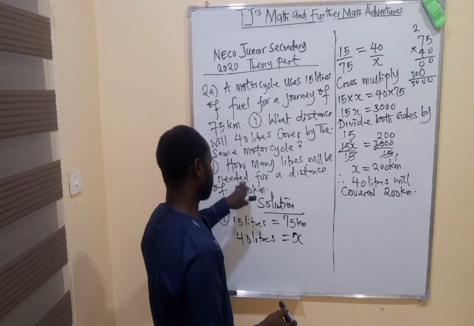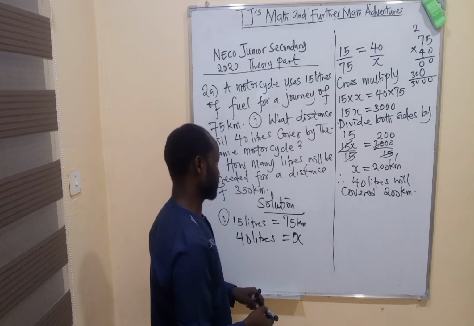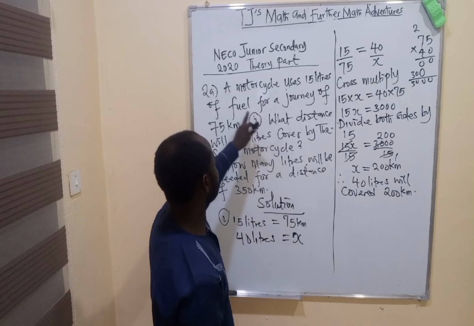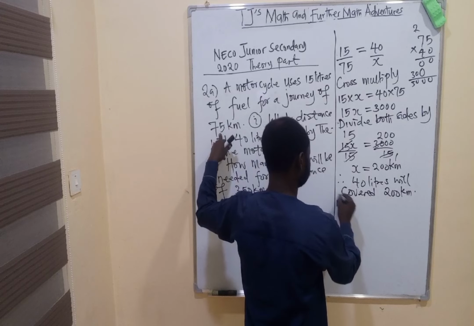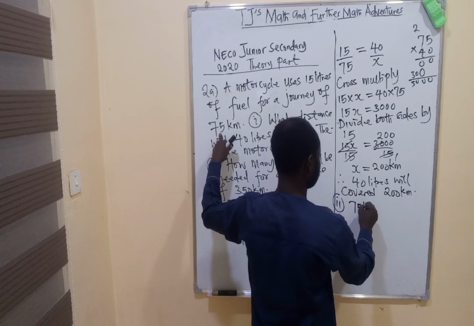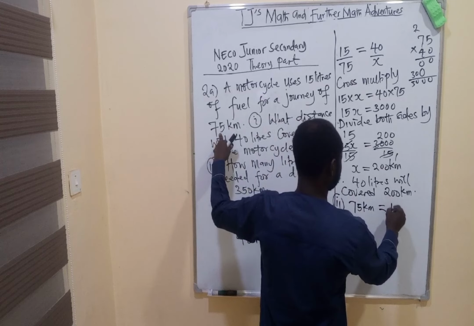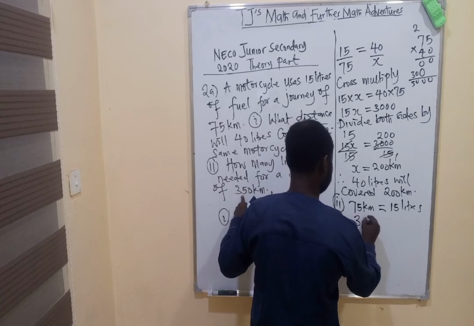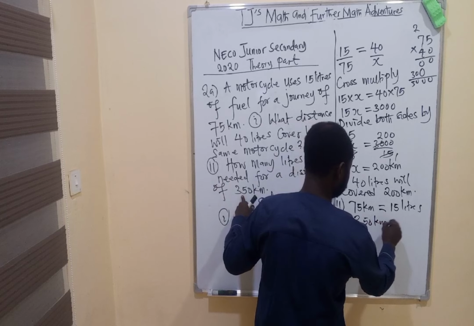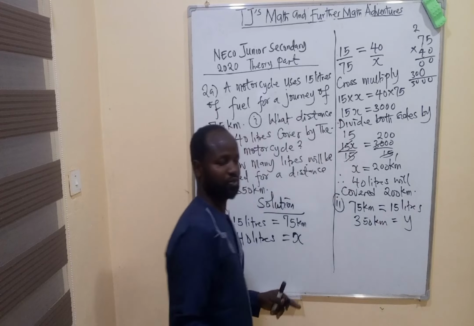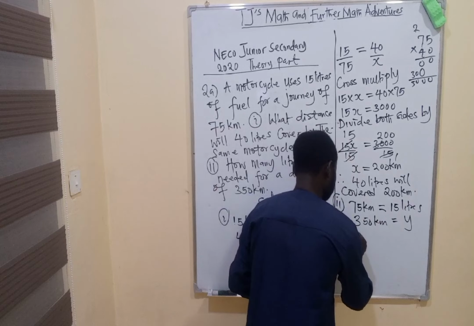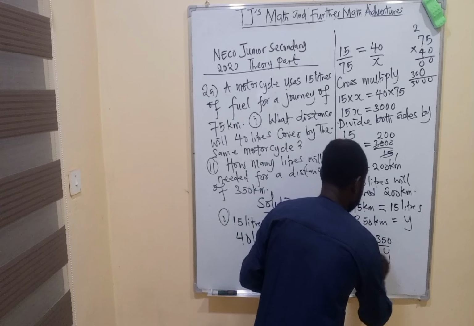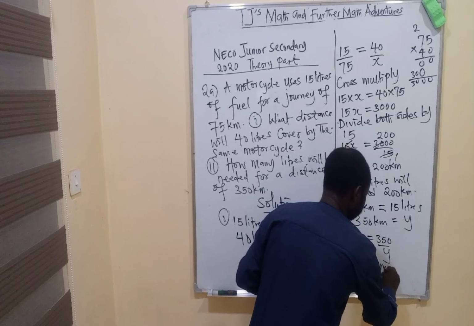How many liters will be needed for a distance of 350 kilometers? We are looking for liters now. We are taught from the question that since we are looking for liters now, we'll start with distance. So 75 kilometers will be equal to 15 liters. Then 350 kilometers now, let it be y liters since we don't know. The same thing. So this will be 75 over 15 equals 350 over y. So we cross multiply.